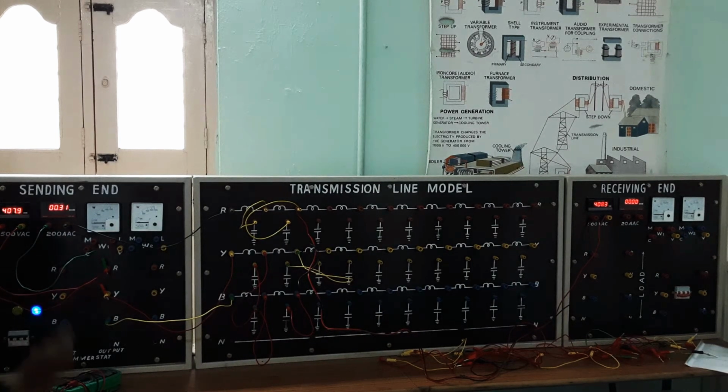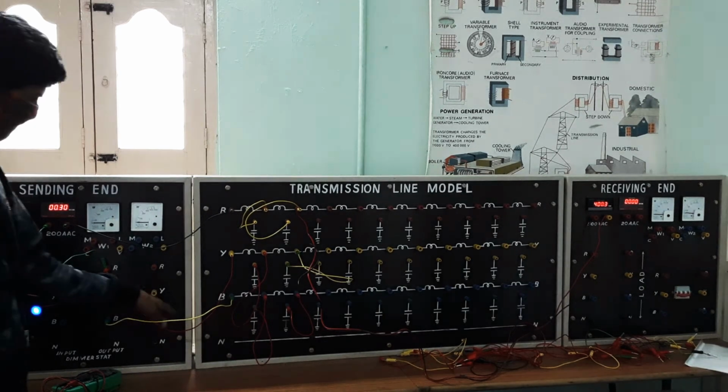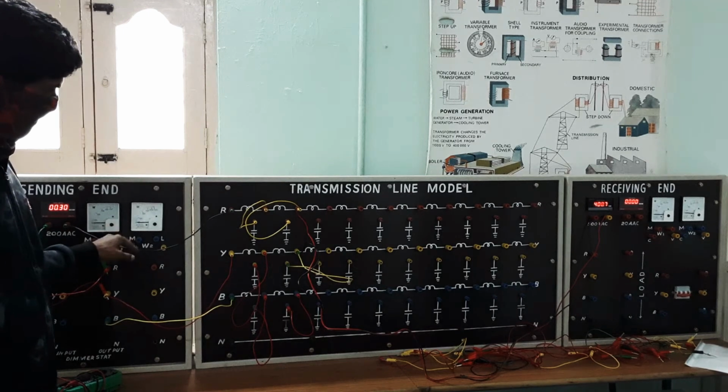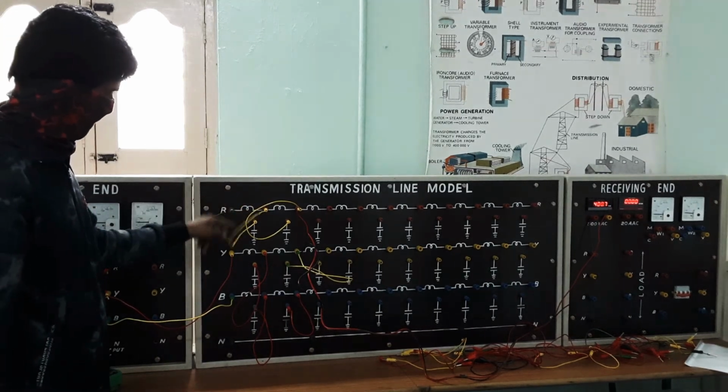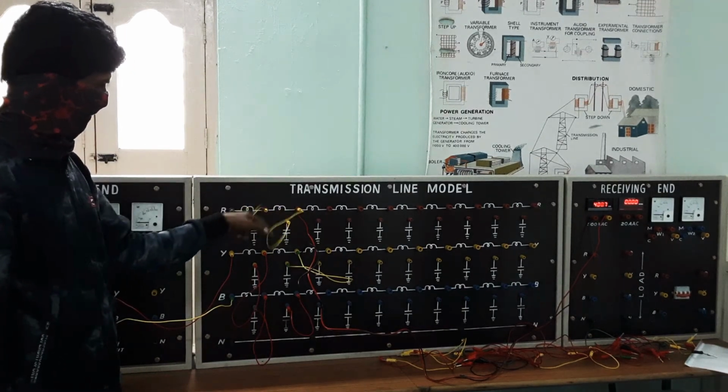So these are the R and Y phase, as indicated by Mr. Madhu. Now we have set our sending end voltage at 400. Now there are two transmission line models connected, the 1 and 2 transmission line model.